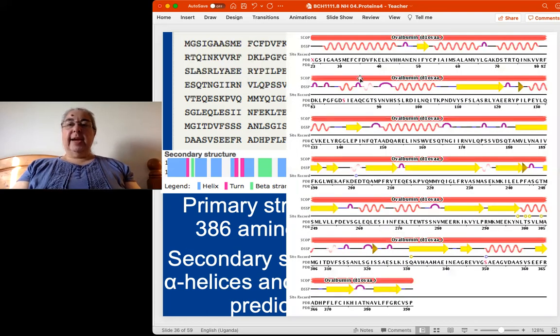And this is a diagram showing that prediction of secondary structure lined up along the amino acid sequence of an ovalbumin molecule. Okay, so you can see here again alpha helix shown as a red coil and beta sheet shown as a yellow arrow. And here are the turns shown in purple. Okay, so this is the secondary structure prediction for ovalbumin.